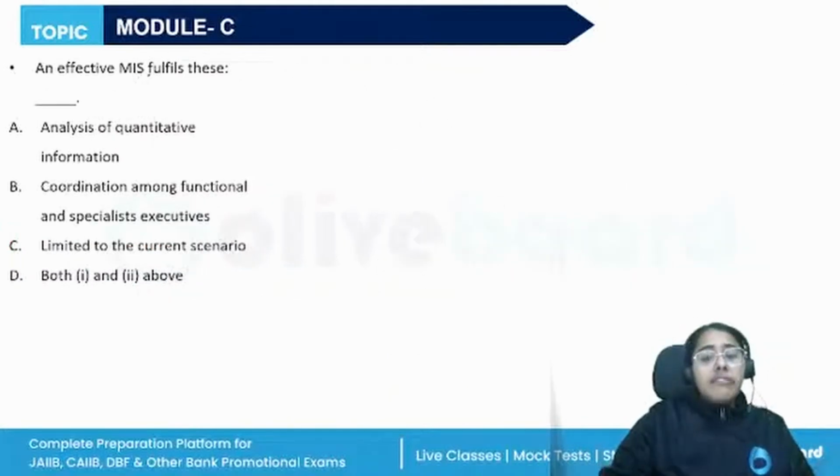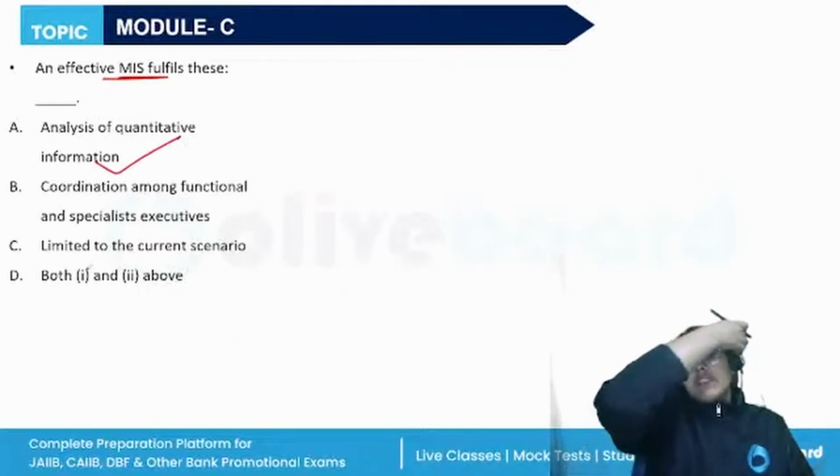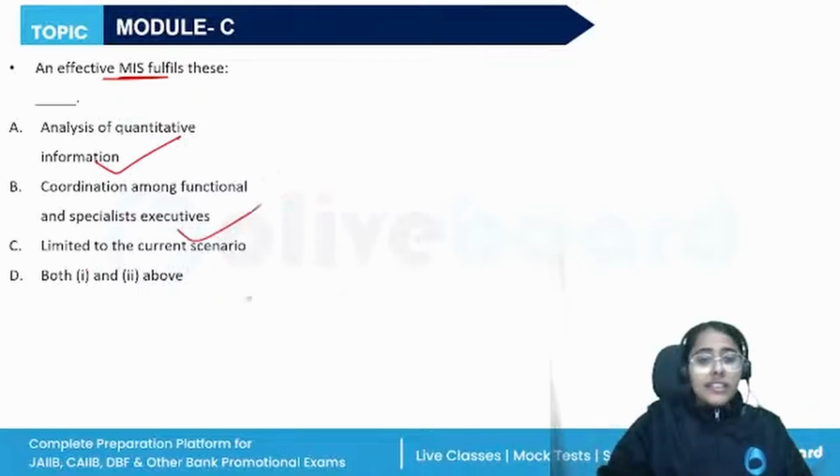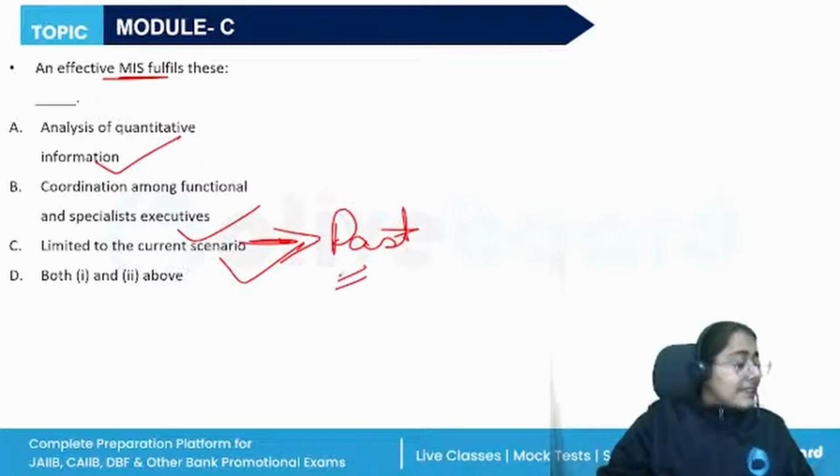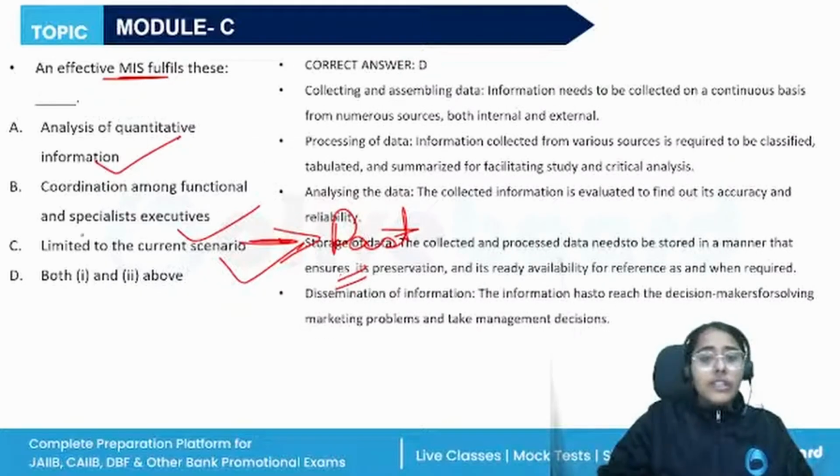Next, an effective MIS fulfills analysis of quantitative information, coordination among the functional and specialist executive, and it is limited to the current scenario. MIS is not limited to the current scenario, it also utilizes the information gathered in the past. So the correct answer will be option D, both 1 and 2.